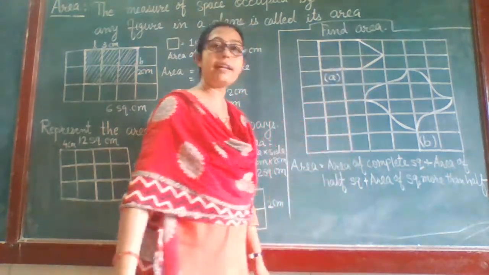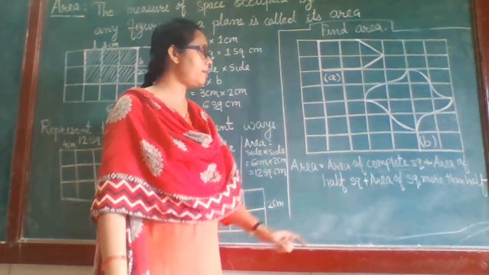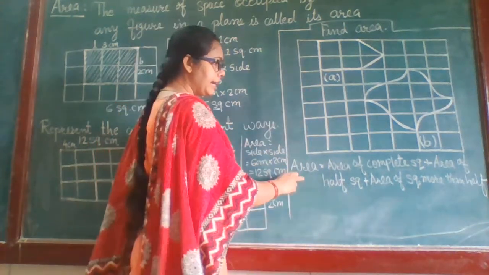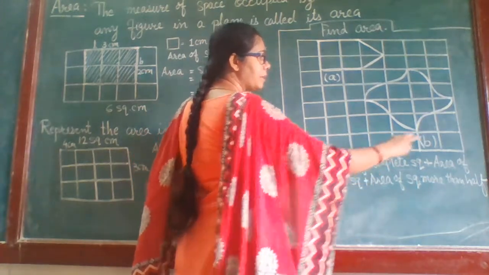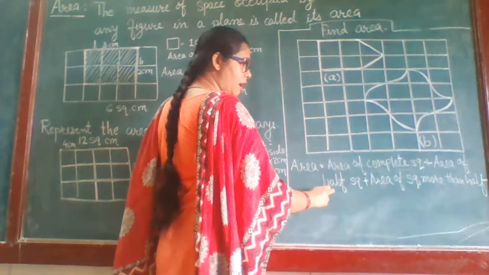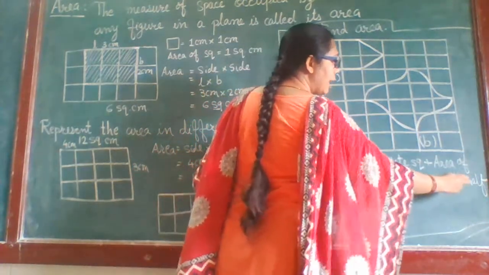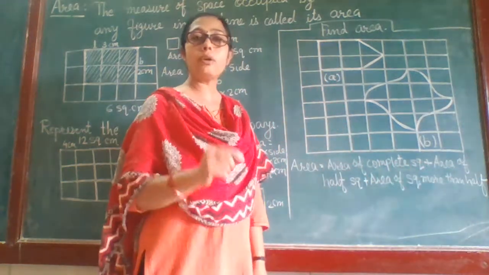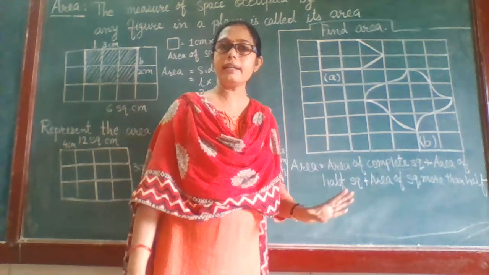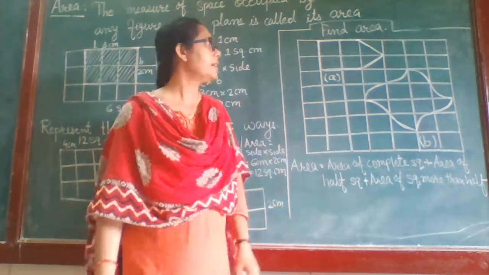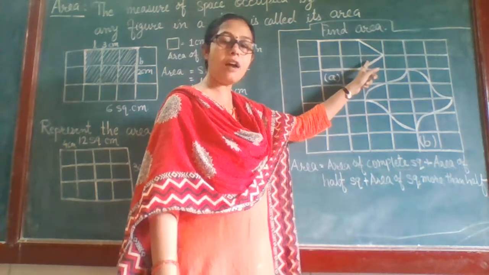So here it occupies 1, 2, 3, 4 full squares and 2 half squares. So how to find its area? To find area of this kind of figure, we have a formula. Area is equal to area of complete square, we consider it as full square. If half, we consider it as half square.